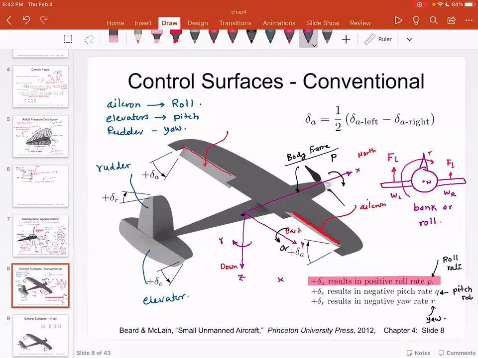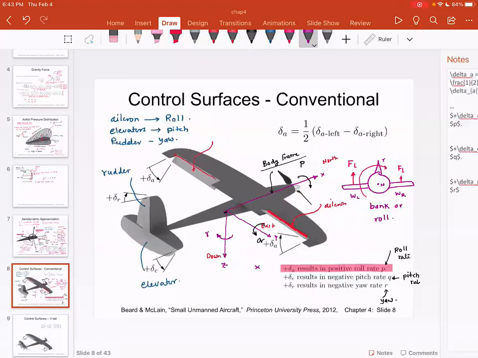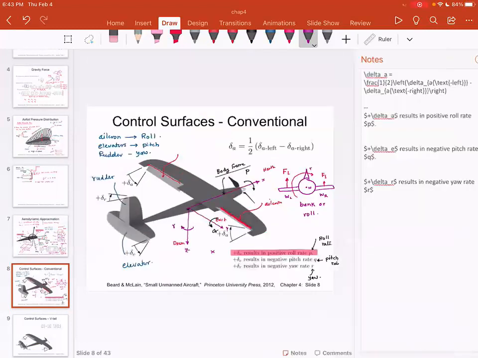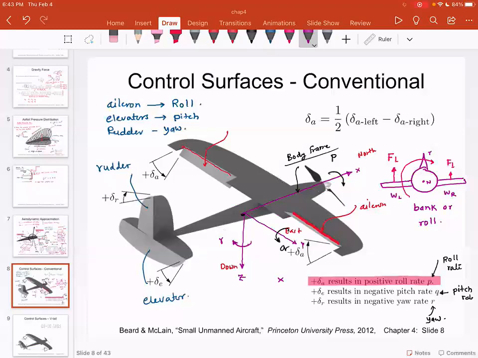Also, there is something else I want to talk about. There are two types of configuration. One is called the pusher aircraft, and the other one is called the puller aircraft. So for an example, in this configuration, the prop or the propeller is in front. So prop in front. This is called the puller configuration.